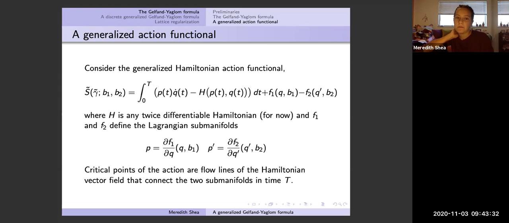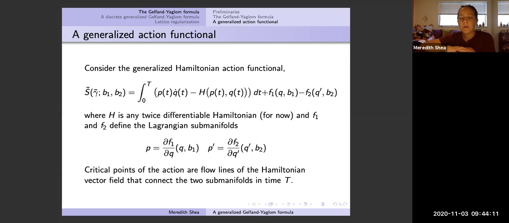And then what are F1 and F2? So F1 and F2 are going to define some Lagrangian submanifolds. And what are these submanifolds? It's P is equal to the derivative of F1 with respect to Q, and P prime is equal to the derivative of F2 with respect to Q prime. So these are two Lagrangian submanifolds, and we can ask ourselves, how does this change the critical points of the action? The critical points of the action are now going to be flow lines of the Hamiltonian vector field that connect these two submanifolds in the time t.